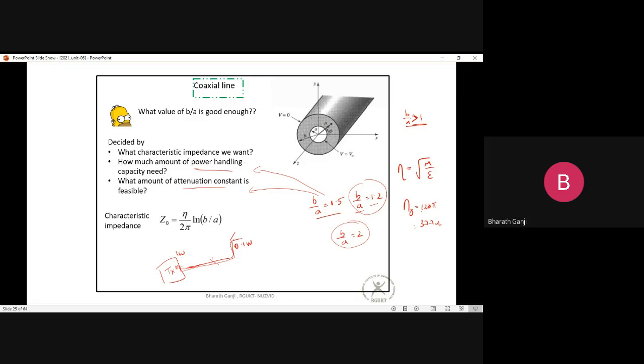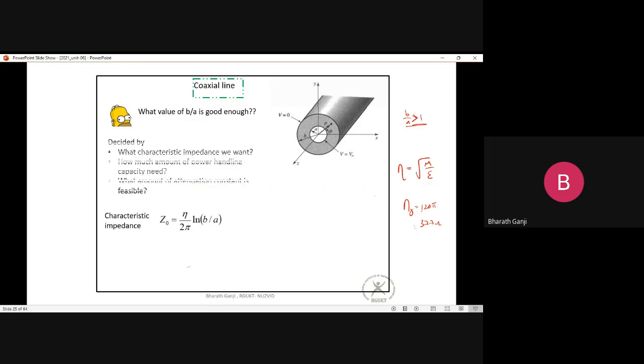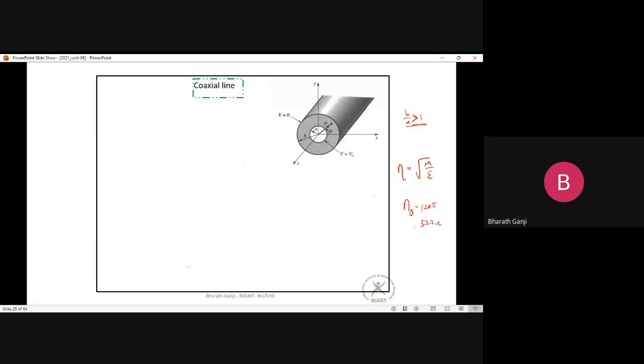So that is not a good way to design a cable, right? So the question here is, what is a good design for the cable? So to understand that, first of all we need to have expressions for what is the power handling capability of a coaxial cable and what is the attenuation constant formula for the coaxial cable. So let us first try to derive the expression for maximum power handling capability.